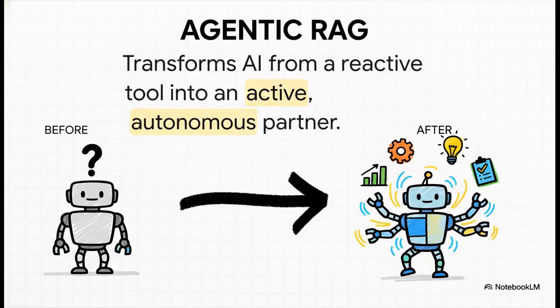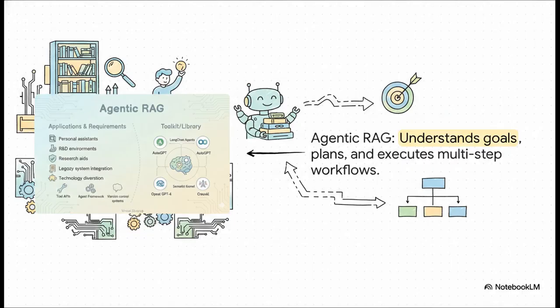This is what transforms the AI from a passive tool that just waits for your questions into an active, autonomous partner that can actually get stuff done. Think of it like this. Standard RAG is like a librarian who waits for you to ask for a specific book. Agentic RAG, on the other hand, is like a dedicated research assistant.